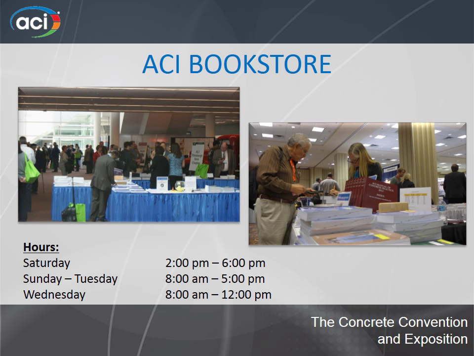The ACI Bookstore will be located in C Ballroom Foyer. It will be open on Saturday from 2 p.m. to 6 p.m., Sunday from 8 a.m. to 5 p.m. and 7 p.m. to 8 p.m., Monday and Tuesday from 8 a.m. to 5 p.m., and Wednesday from 8 a.m. to noon. Attendees can receive 10% off of publications during the convention.